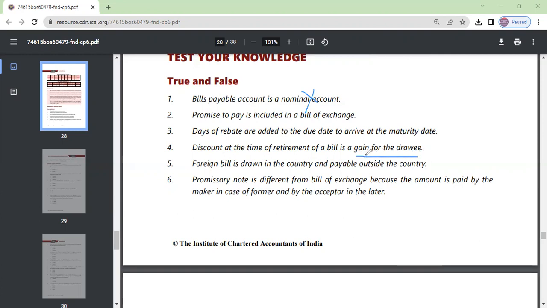So true. Next, a foreign bill is drawn in one country and payable outside the country. Yes, it is called a foreign bill. You know the types of bills: accommodation bill, not for trade purpose, trade bills, tenure bill, demand bill, and foreign bills. Now coming to 6th, a promissory note is different from bills of exchange. True. What is the difference? A promissory note is made by the debtor. Bills of exchange is made by the creditor.